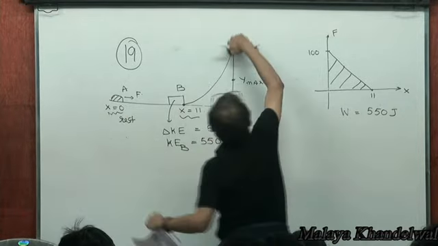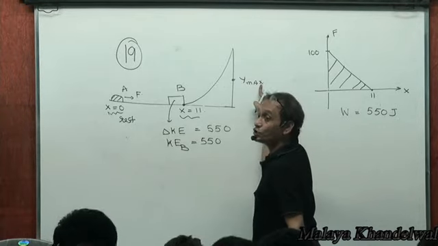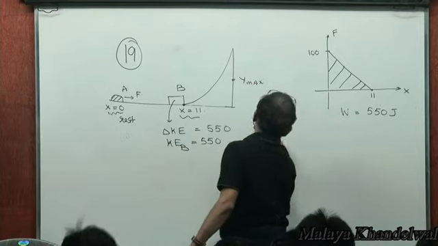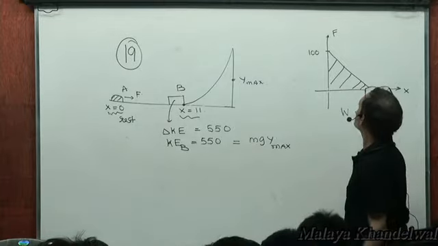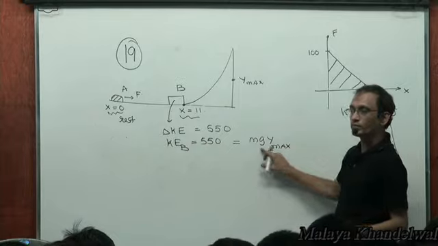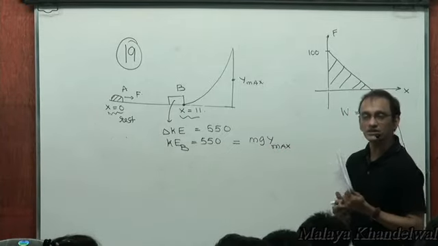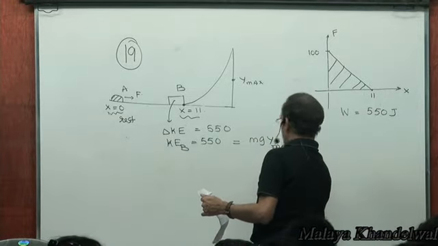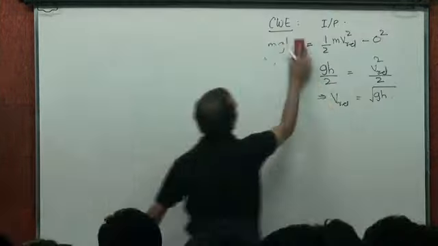Now if it goes to a maximum height y max, then all this kinetic energy gets converted into potential energy. So 550 is mg y max. M is given to be 5 kgs, so you can put 50 into y max, and y max is 11 meters. Y max is 11 meters, right?